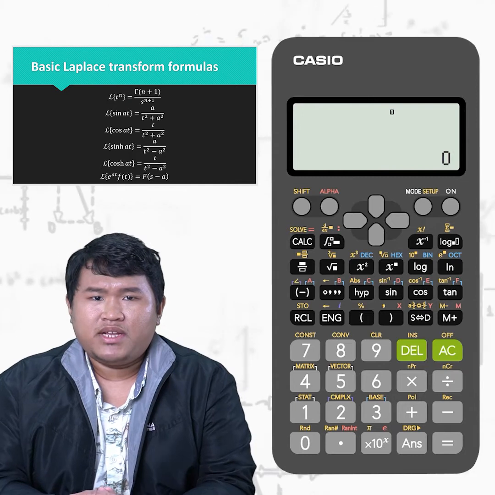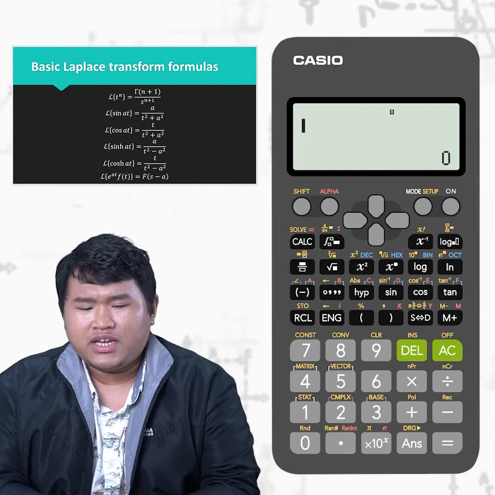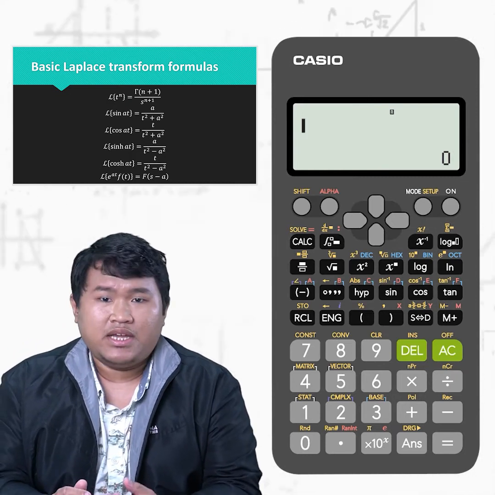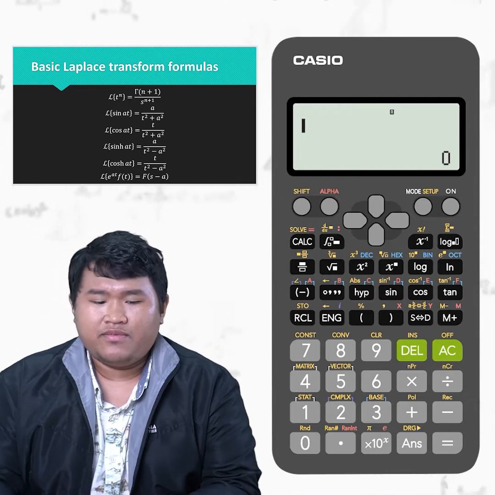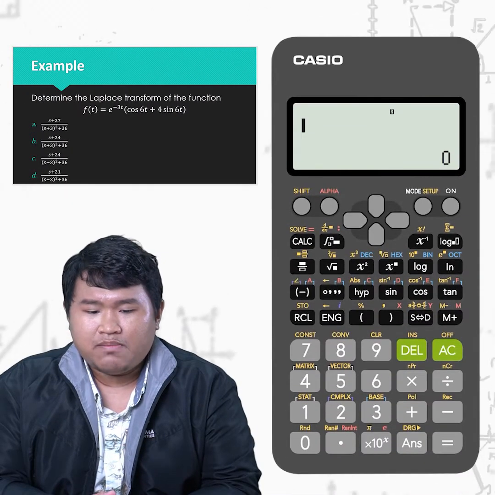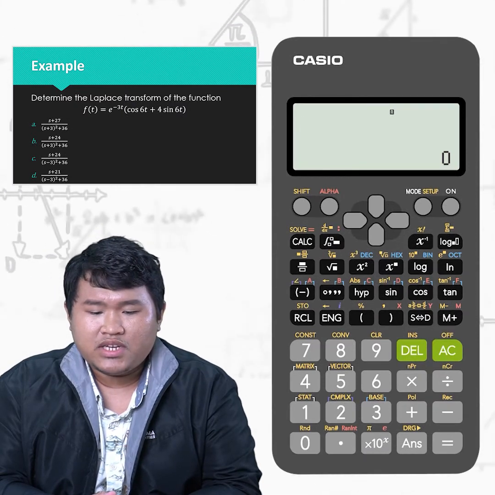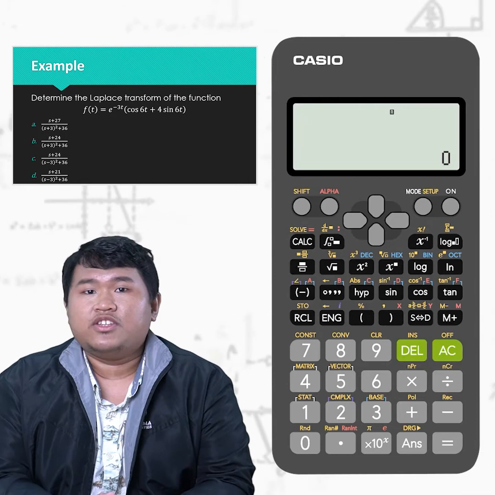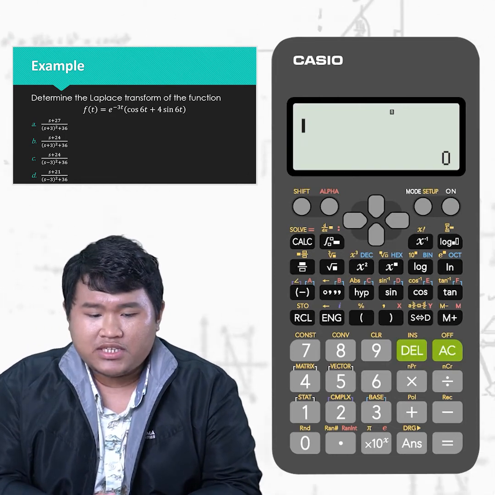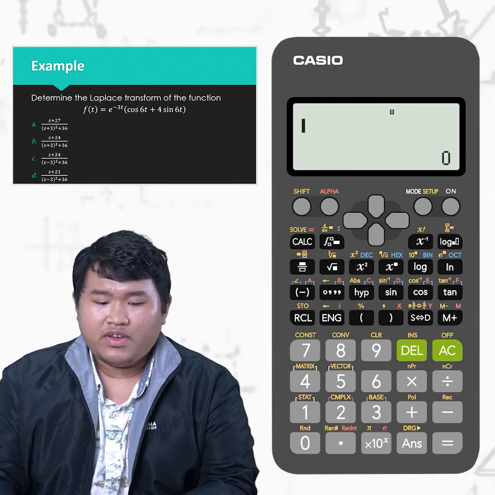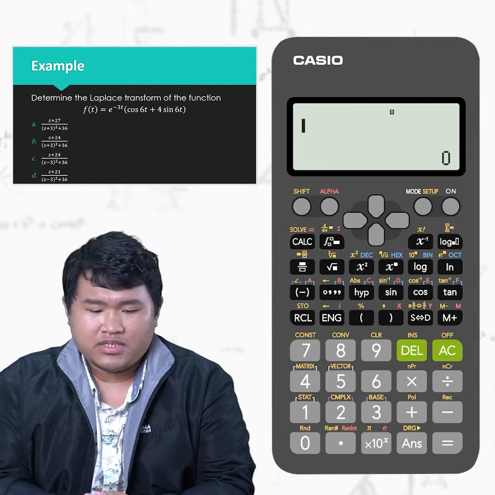Now, since the Laplace transform is purely theoretical, where does the calculator play a role in this topic? So let's have an example. Here, we are asked to determine the Laplace transform of the function f of t equal to e raised to negative 3t times the quantity cosine of 6t plus 4 sine of 6t. And here, we are given 4 choices, and one of them is the correct answer.